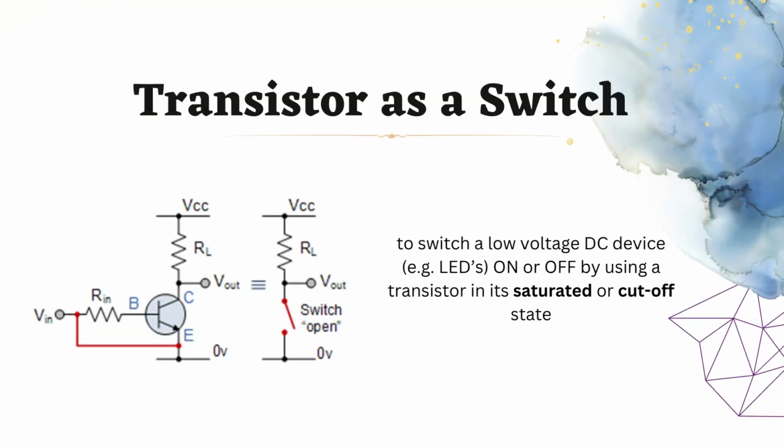How does a transistor act as a switch? The transistor uses its saturated or cut off state to act as a switch. What is the saturated or cut off state? It will be explained in more detail after this, but you need to know that saturated means the transistor will be turned on, while cut off state means that the transistor will be turned off.